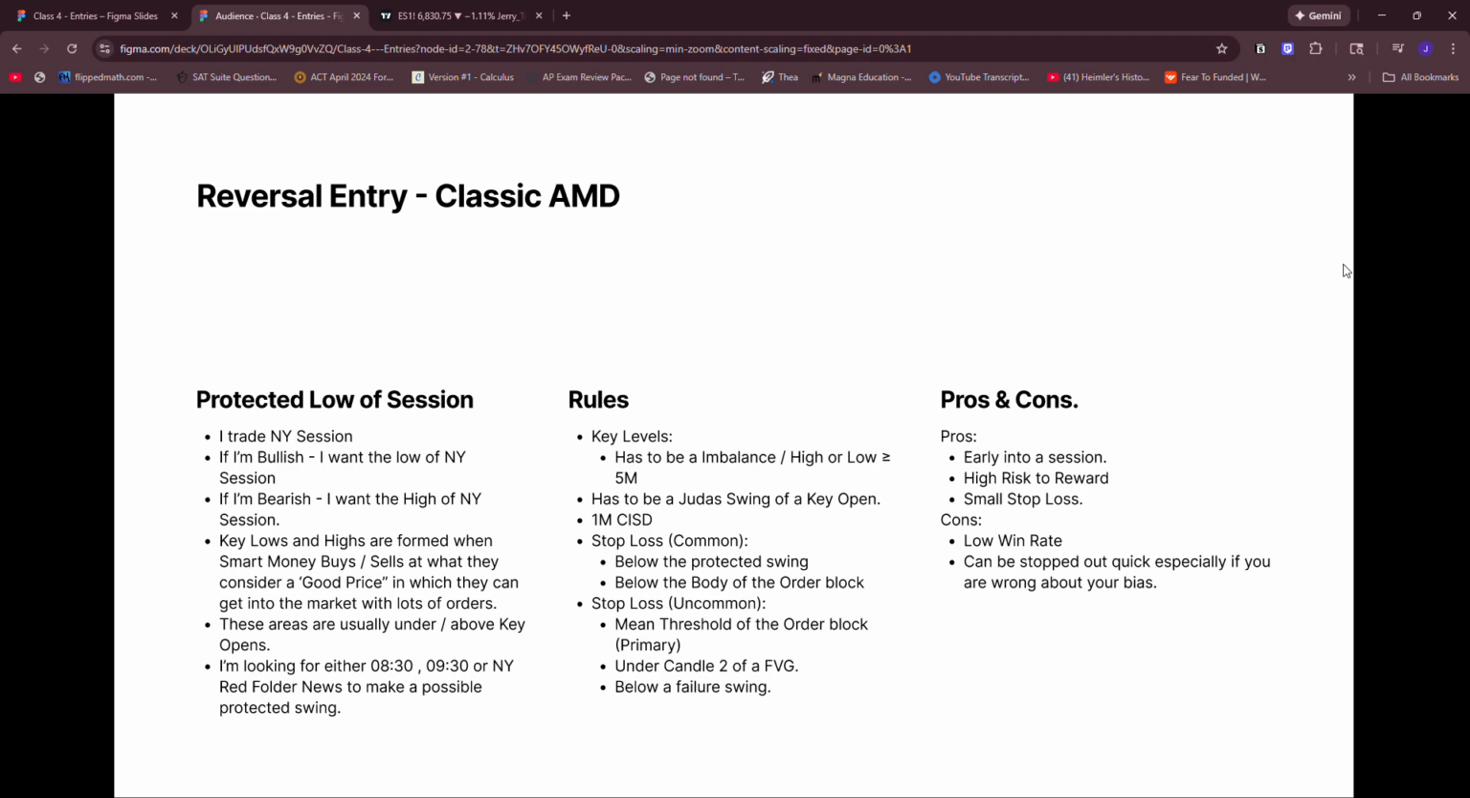Key highs and lows are where protected key highs and lows are formed, when smart money buys or sells at what they consider a good price. Smart money wants to get in the best possible position, so that's the best price and the best fill. That's what we were talking about with opening prices. If we're above the opening price, that's a premium, where you want to sell, and if you're below the opening price, that's a discount, where you want to buy.